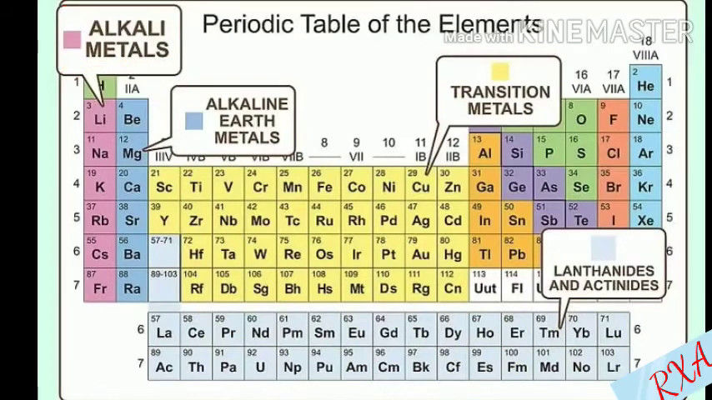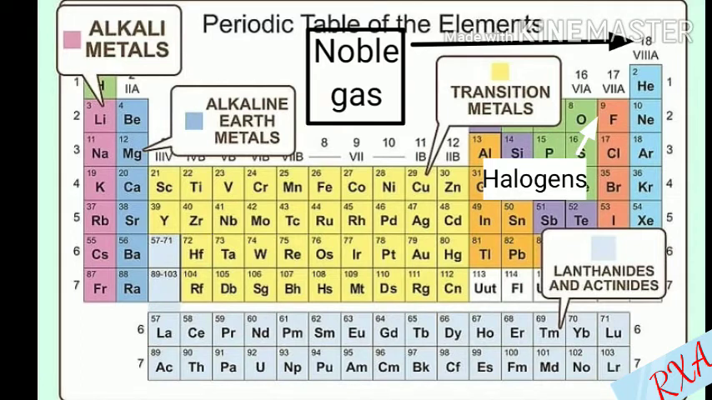Group number 1 is called alkali metals. Group number 2 is called alkaline earth metals. Group numbers 3 to 12 are called transition metals. Group number 17 is called halogens and group number 18 is called noble gases or rare gases.